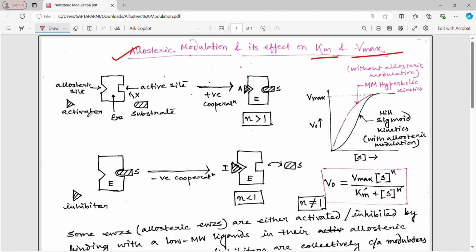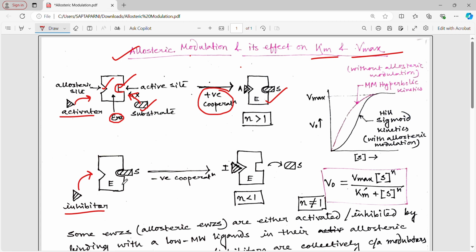See, if this is an enzyme which is obviously an allosteric enzyme, it has two sites. One is the active site, another one is the allosteric site. In the active site, substrate binds, and in the allosteric site, either an activator or an inhibitor may bind. Upon binding in the allosteric site, the activator or inhibitor changes the 3D conformation of the active site. In case of an activator, this change in the active site helps in binding with the substrate. So this kind of reaction is known as positive cooperation.